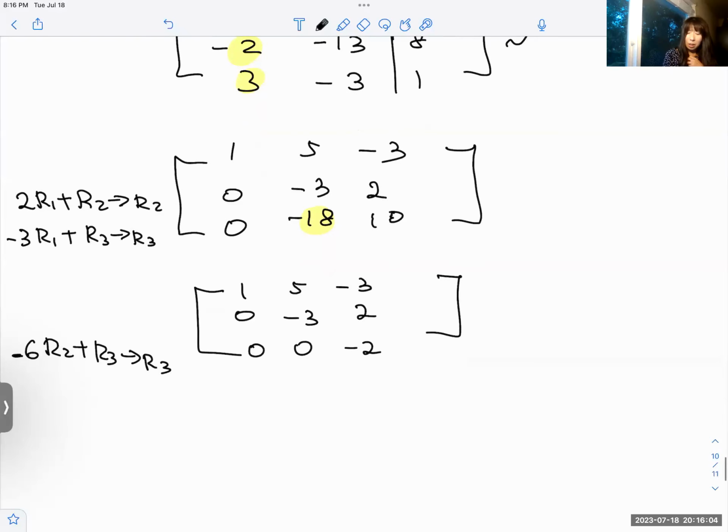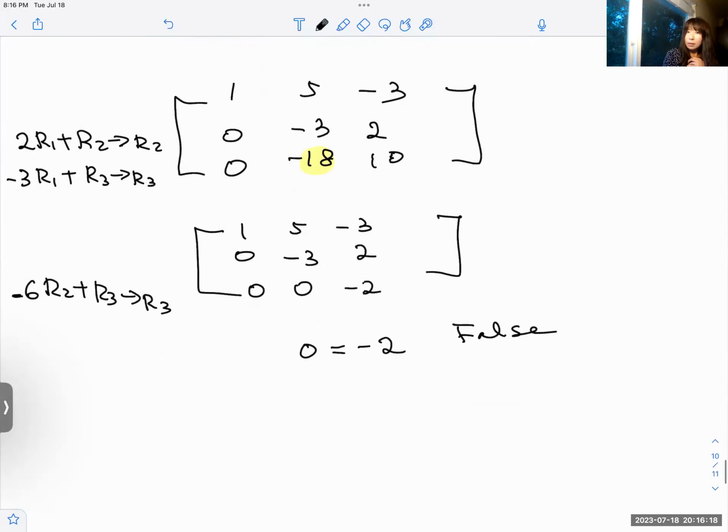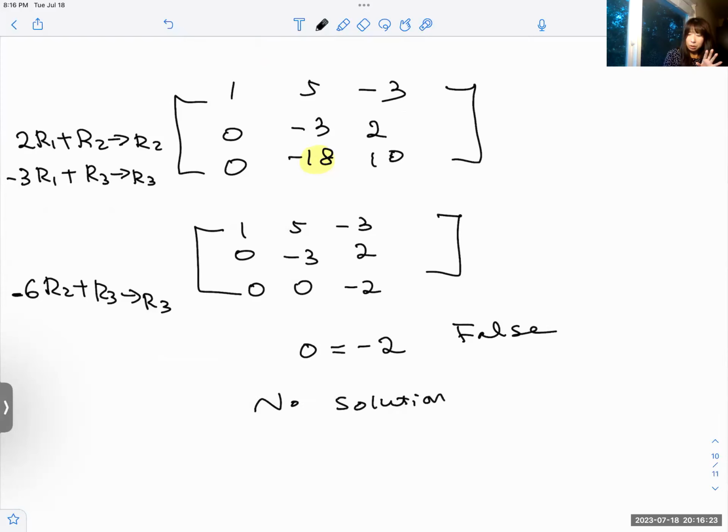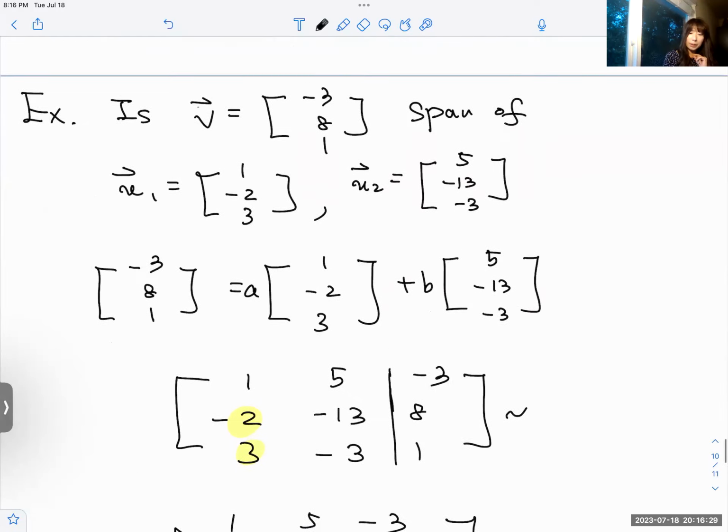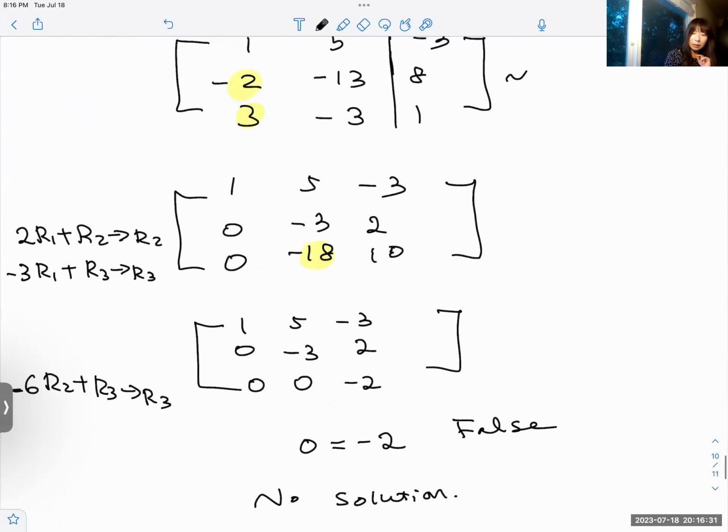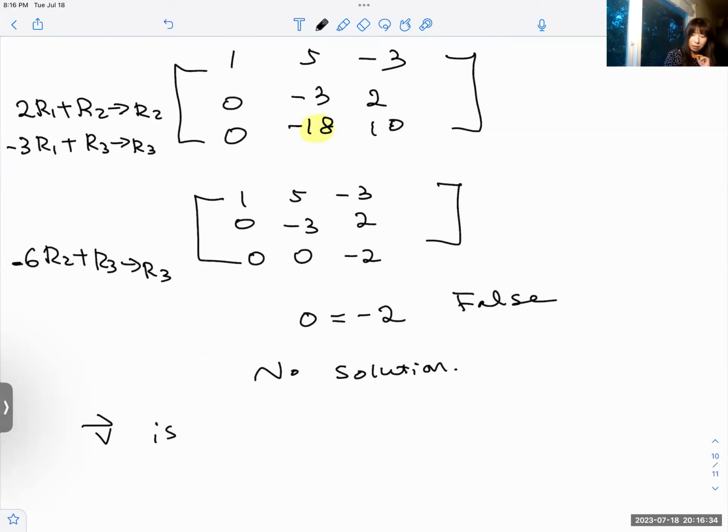Look, the last row, we have 0 equal to -2, which is false, right? So there is no solution. It's okay. So vector v is not in the span of U1, U2.